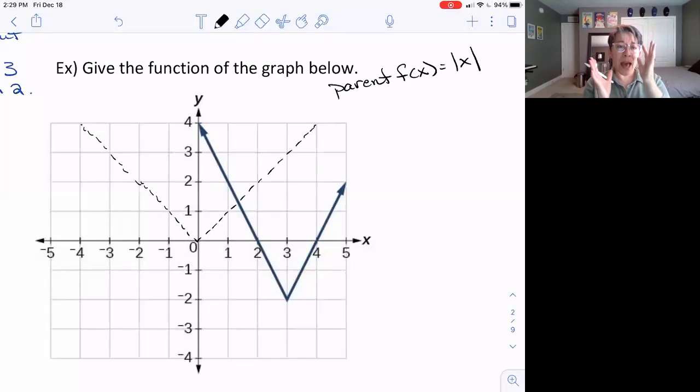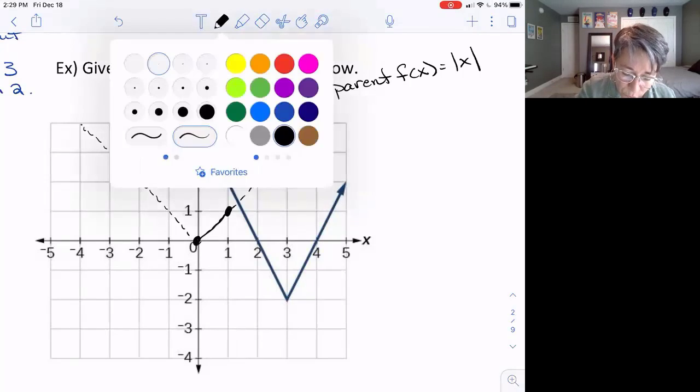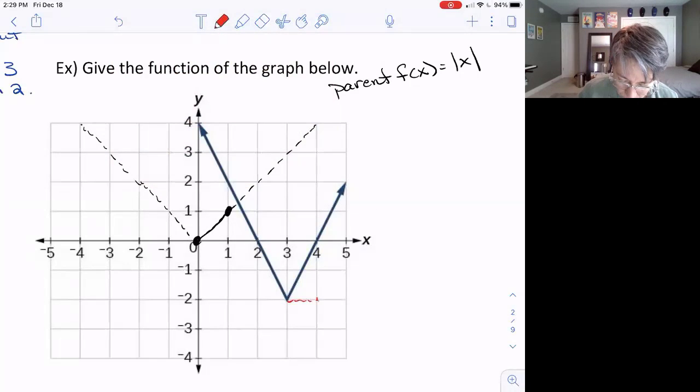But then we also look at whether or not this guy has been stretched or compressed. Well, looking at the original V, it definitely looks wider than the second V to the right. So notice in this first equation here, in the first original parent function, it goes over 1 and up 1. But in this new function, it goes over 1 and up 2. If there was no stretch or compress, it should have landed here, over 1 up 1.